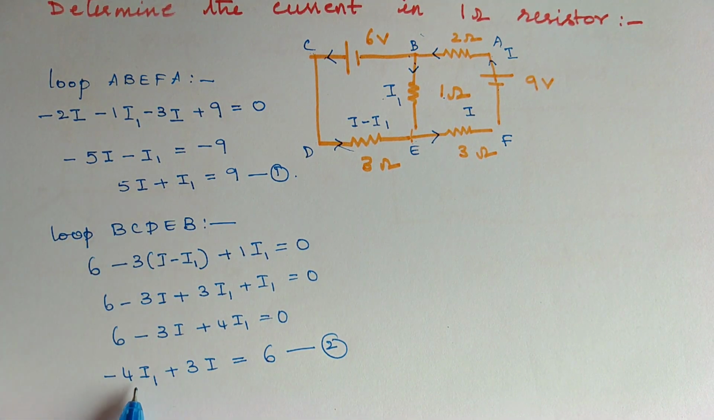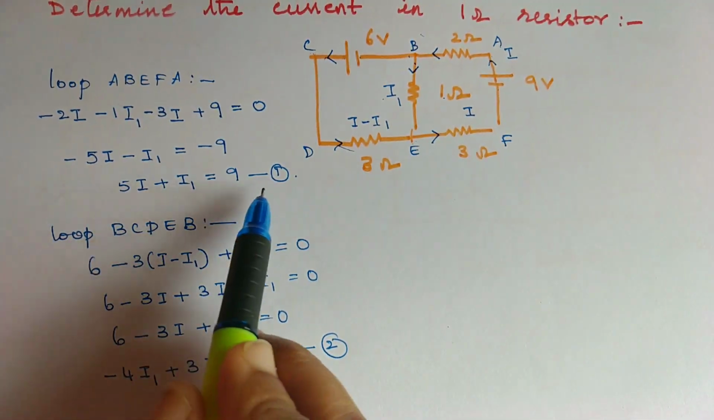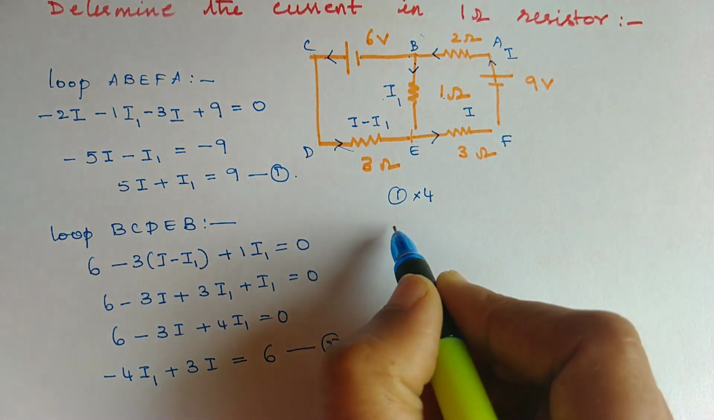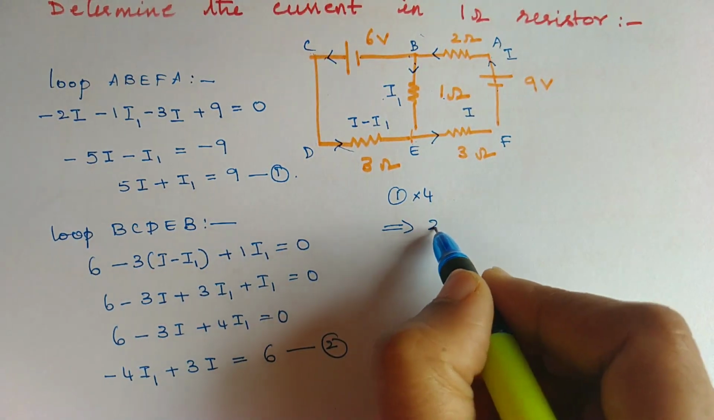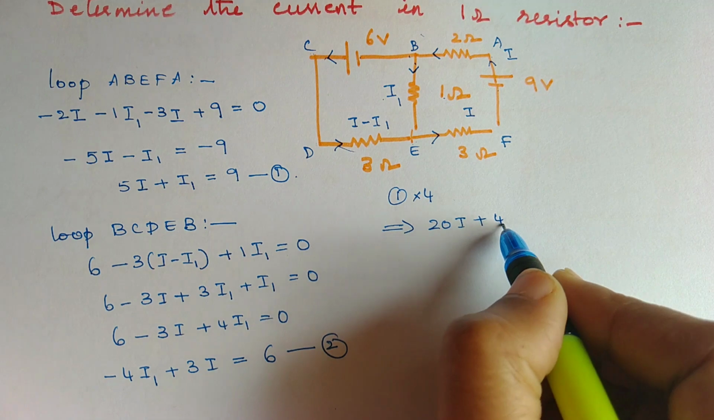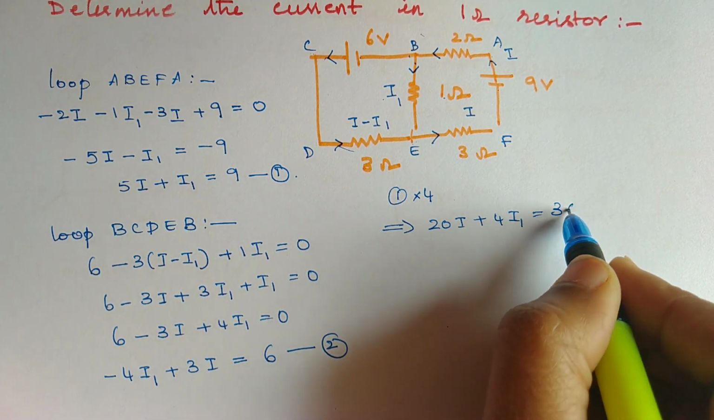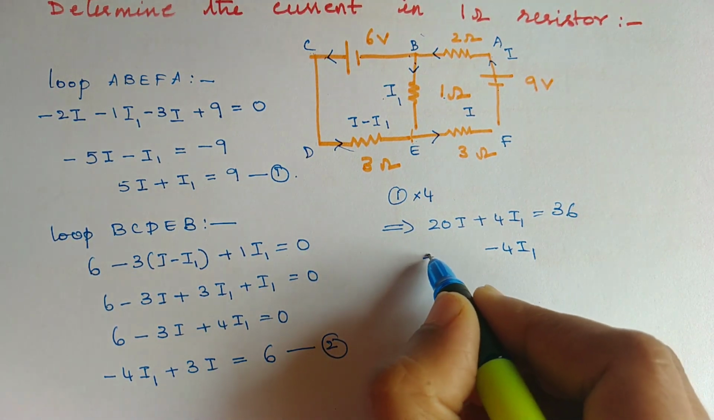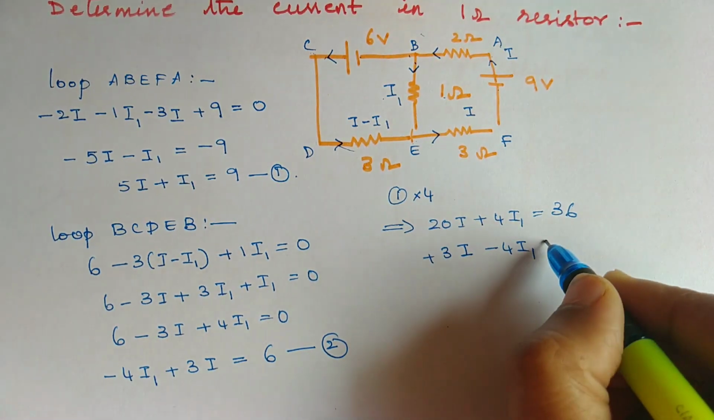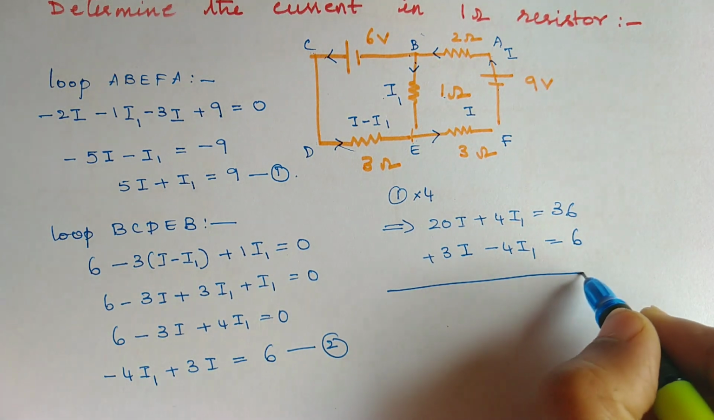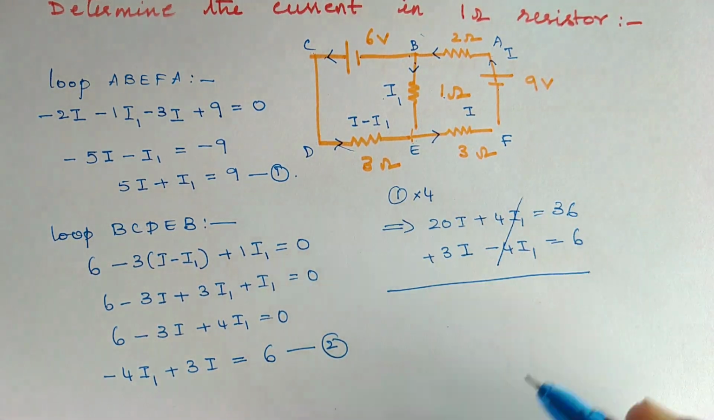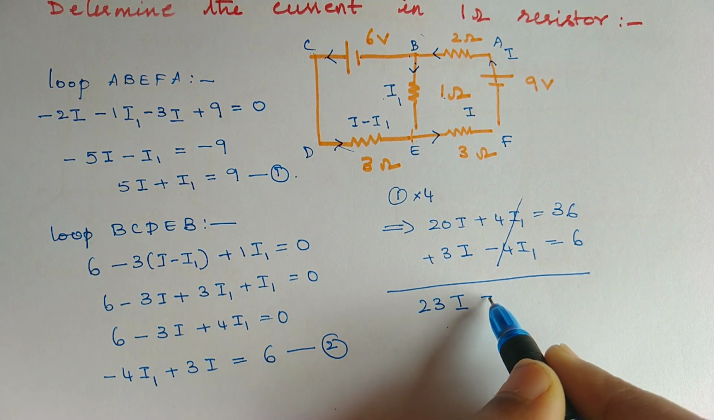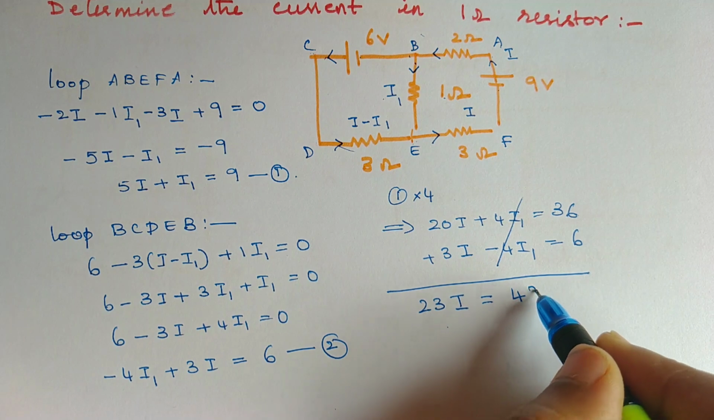See, we have I1 here and 4I1 here. Multiply the first equation with 4. What will happen when I multiply first equation with 4? It implies 5 fours 20I plus 4I1, 9 fours 36. Now from second equation we have minus 4I1 plus 3I equal to 6. Add them. 4I1 and minus 4I1 get cancelled. 20 plus 3, 23I is equal to 36 plus 6 is 42.